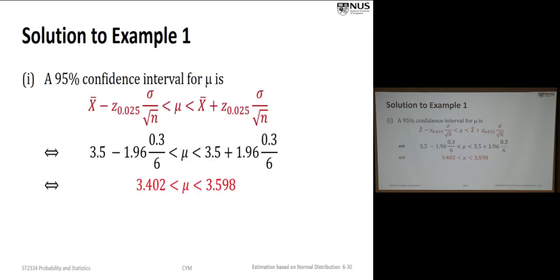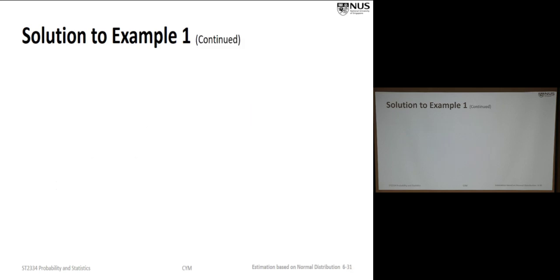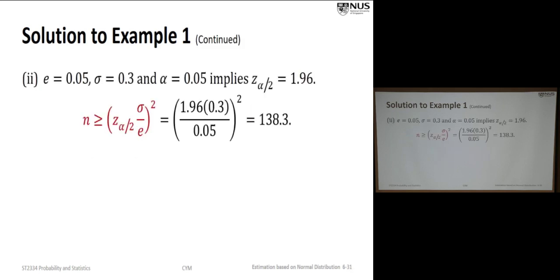So this is the confidence interval based on this particular sample. And the n turned out to be greater or equal to 138.3. So the answer should be greater or equal to 139. N cannot be a decimal; it has to be rounded to an integer.